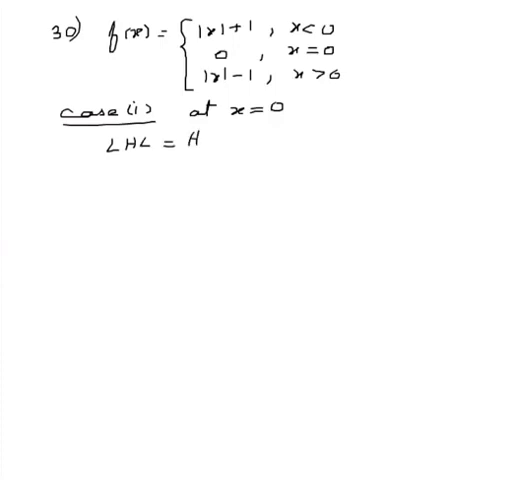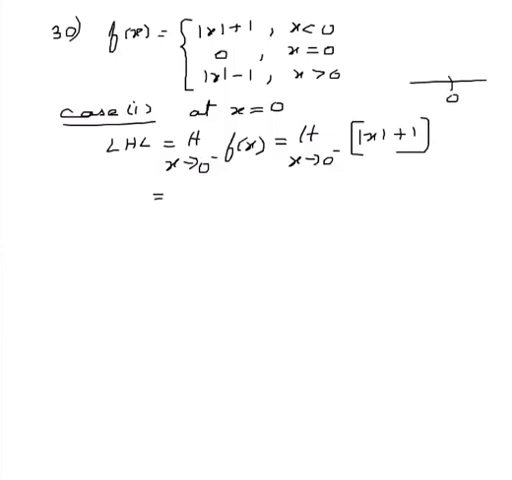LHL is the limit as x tends to 0 minus of f of x. For 0 minus, we use the less than 0 definition, which is absolute value of x plus 1. 0 minus means approaching 0 from the left side of 0, so the values are negative. For negative values, the absolute value function is minus x. And this is a polynomial. Directly we can apply the limit value. We get 0 plus 1, which is 1.